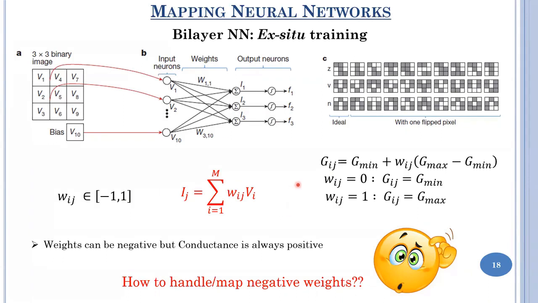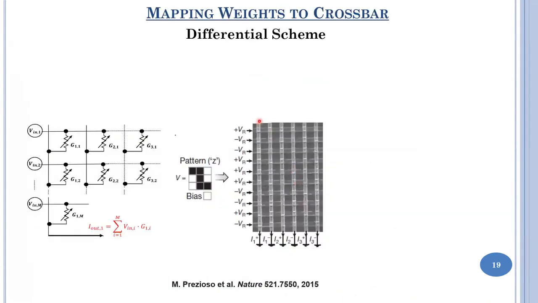The answer is very simple. People go for this differential scheme. What this differential scheme means is they distribute the weight in software as two different positive weights. The first is Wij plus, which represents the positive part of the weight. The second is Wij minus, which represents the negative part of the weight. So if Wij minus is greater than Wij plus, then what you have is a negative Wij. That is what happens.